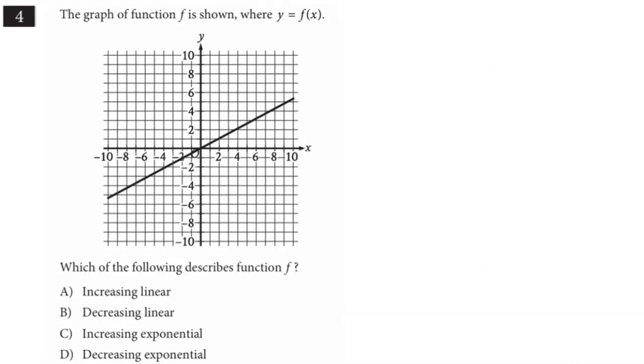Question 4. The graph of function f is shown where y equals f of x. So we can see it's a linear graph. Which of the following describes function f? So we know the gradient is positive and the y-intercept is 0. So this has a positive gradient, so it's an increasing linear function. So A is the correct answer. Can't be decreasing and exponential, definitely out of the box.